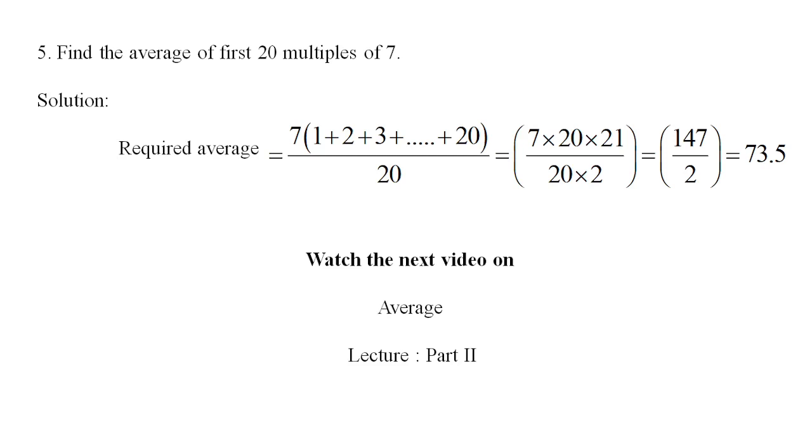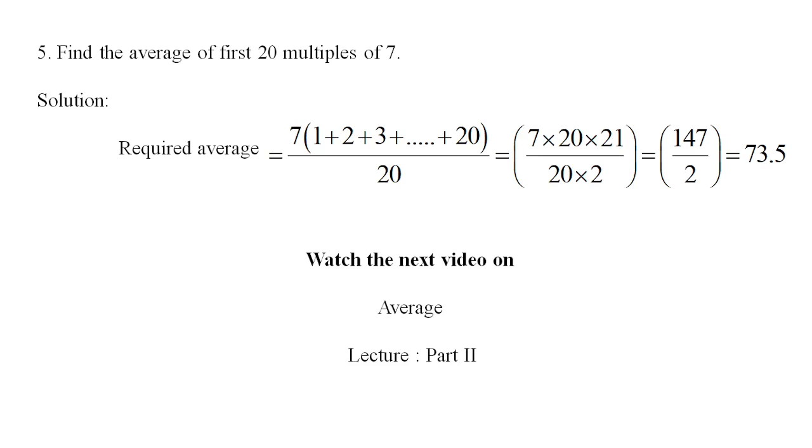Now without wasting time it is better to move on to the last question in this lecture part. This question is very simple, but to solve it you need to have a basic understanding of formulas. Now find the average of the first 20 multiples of 17.